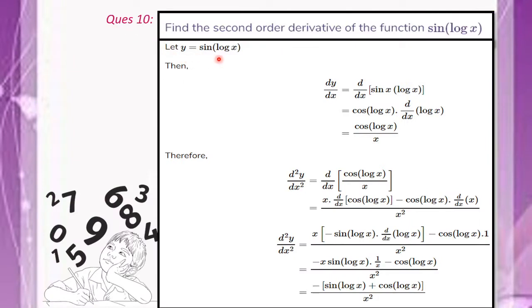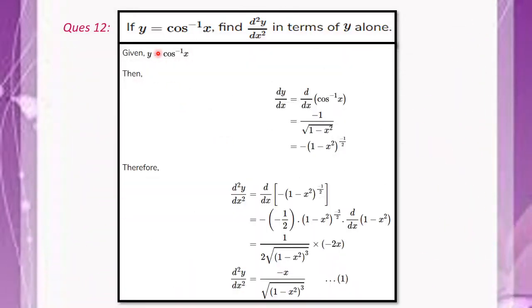10th question, y is equal to sine log x. What is the derivative of sine? Cos, and then the derivative of log x is 1 by x. Then for the second derivative, what can we apply? We can apply the quotient rule. x will be squared in the denominator, in the numerator we take the derivative of cos log x and x as it is, then cos log x as it is, times the derivative of x. So cos, what is the derivative? Minus sine log x, and then the derivative of log x is 1 by x. Here the derivative of x is 1, and then simplify. This is the second derivative.